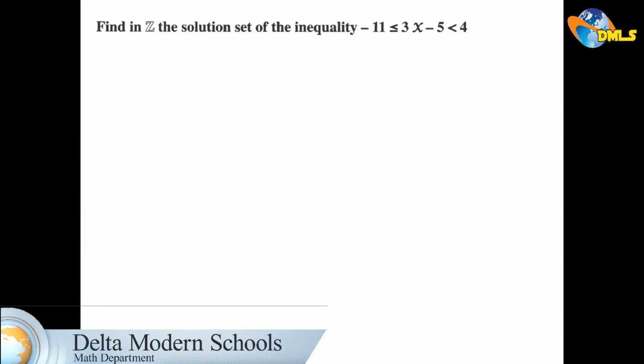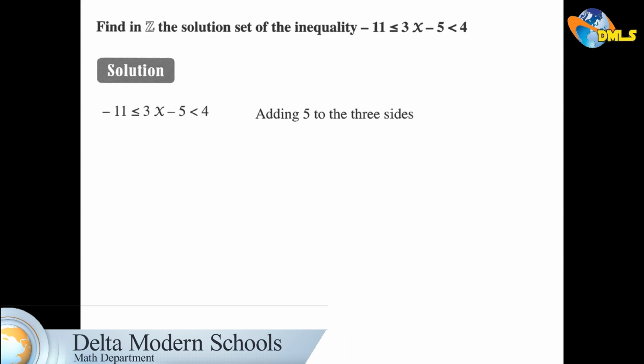Another example, find in Z the solution set of the inequality. 3x minus 5 is more than or equal to negative 11 and also less than 4. Solution: adding 5 to the 3 sides will be 3x minus 5 plus 5 is more than or equal to negative 11 plus 5 and also less than 4 plus 5. So 3x is more than or equal to negative 6 and also less than 9.